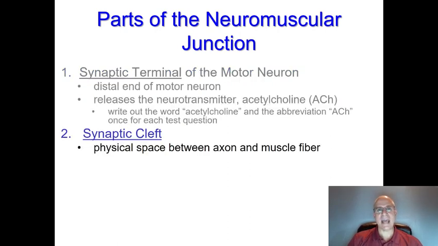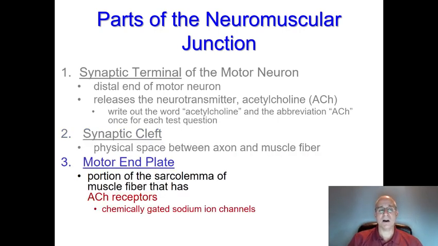And as I mentioned, the gap in between the motor neuron and the muscle fiber is called the synaptic cleft, and it is literally just a space. And then the last part of our neuromuscular junction is called the motor end plate. Some resources use a slightly different term, but I prefer that you use the term motor end plate, which is the part of the muscle fiber that's going to have receptors for the chemical acetylcholine. And what are those receptors? They are chemically gated sodium ion channels.